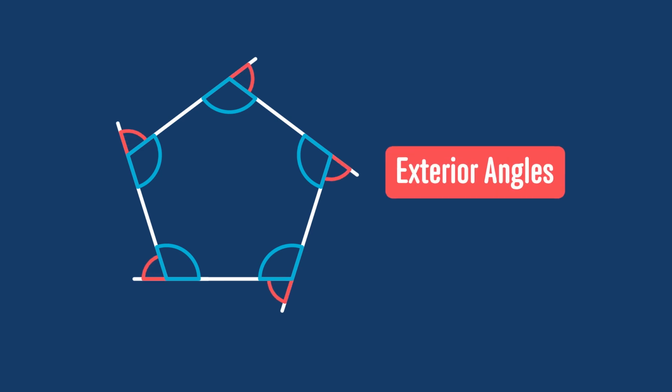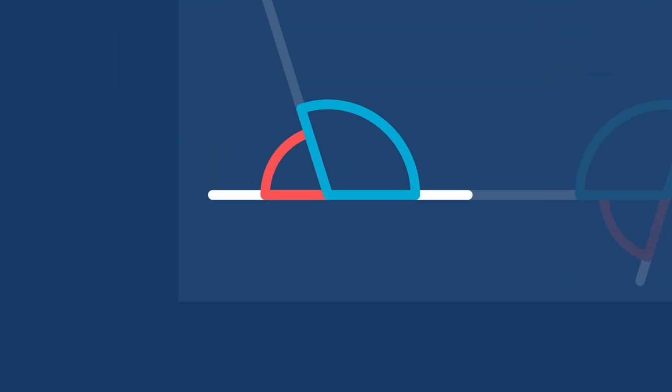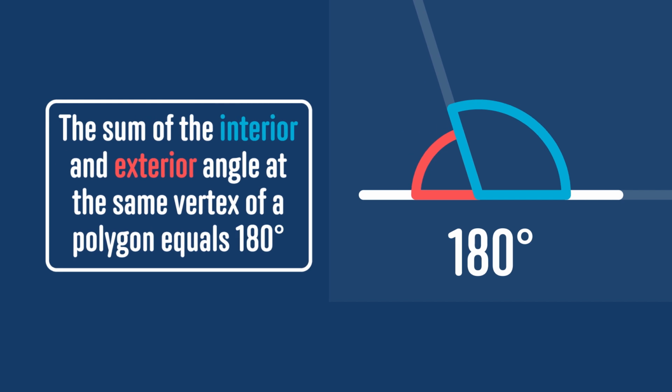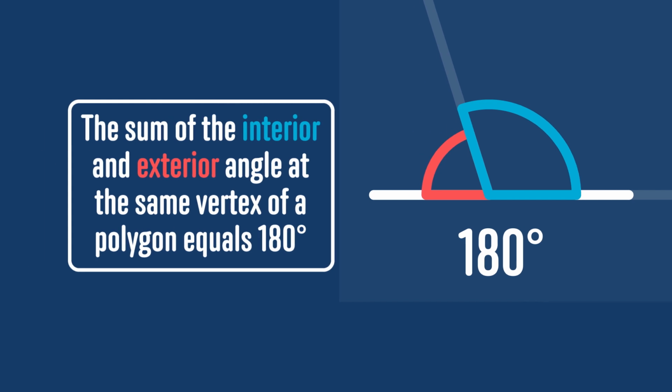When we extend the sides of the shape outward, we make exterior angles. These are the angles between the shape and the extended lines. And this already gives us a useful result. The interior angle and the exterior angle at the same corner, which if we're being precise we should call a vertex, always add up to 180 degrees, because together they make up a straight line. So that's our first key fact. The sum of the interior and exterior angle at the same vertex of a polygon sum to 180 degrees.